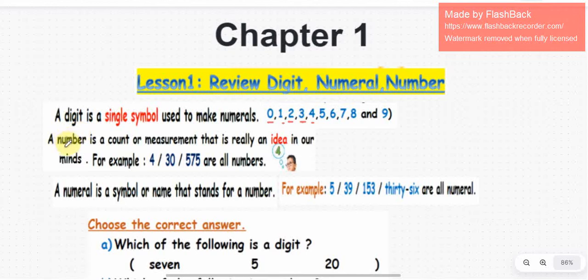Number. A number is a count or measurement that is really an idea in our minds. For example, 4, 30, 575, all numbers. So no letters in the numbers. Third, numeral. A numeral is a symbol or name that stands for a number. For example, 5, 39, 153, and thirty-six by letters. So in a numeral, there is a digit or more digits or letters.